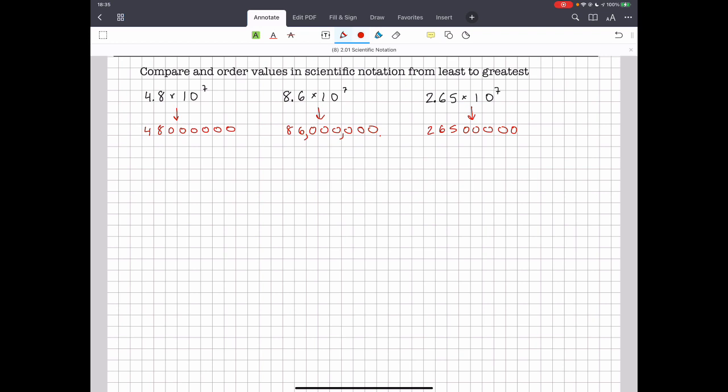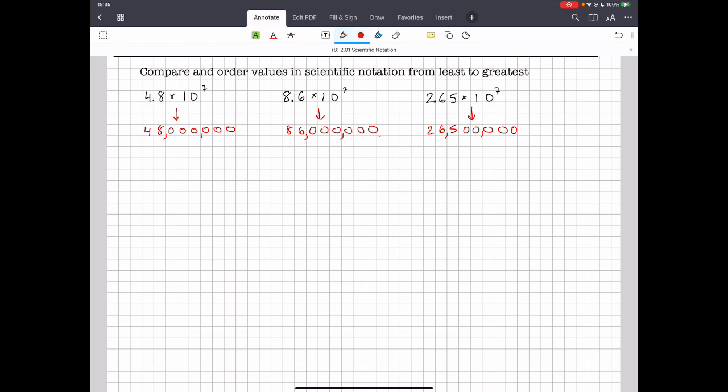So what I've done here is I took what we learned in the first set of problems about writing scientific notation into standard form, and I rewrote each scientific expression into that standard form. So we can see here that we have some really large numbers. We have 48 million, 86 million, and we have 26,500,000. Once they're in standard form, it's fairly easy to see which one's smallest and which one's largest.